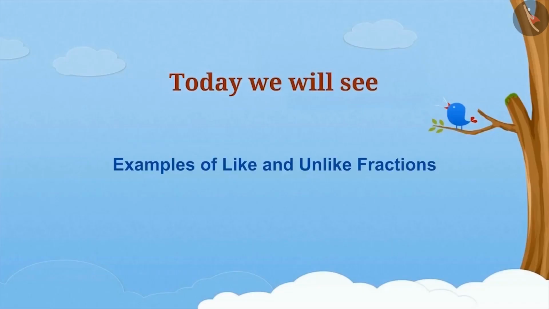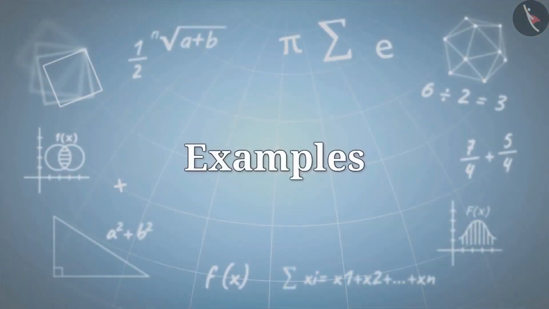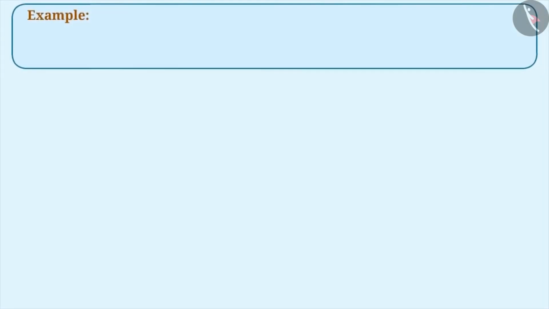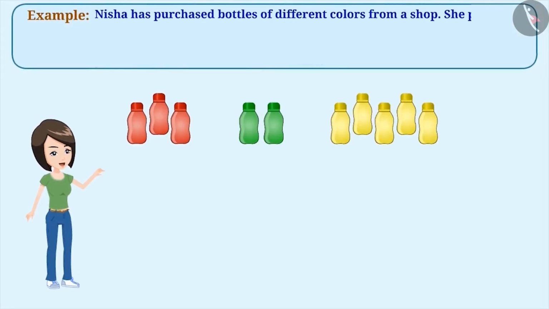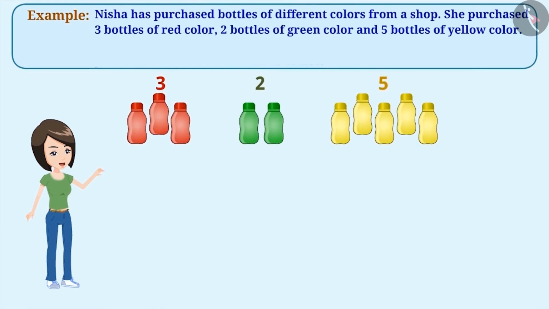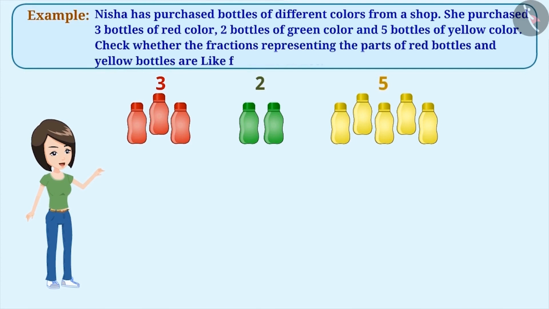Today, we will see some examples of like and unlike fractions. Nisha purchased different colored bottles from a shop. She purchased 3 red bottles, 2 green bottles, and 5 yellow bottles. Can you tell whether the fractions representing the parts of red bottles and yellow bottles are like fractions or not?